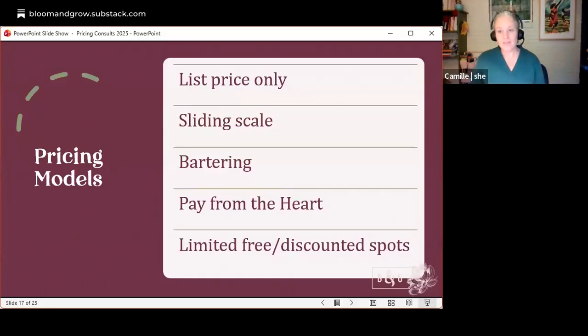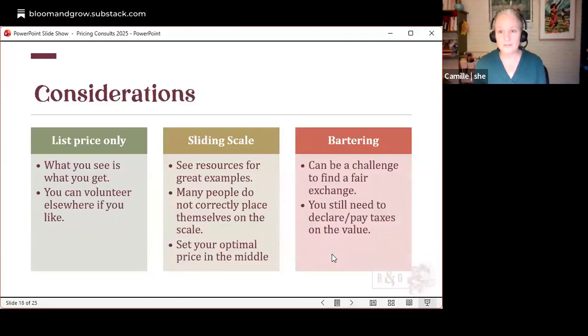Okay, so this is one option. And if this is what works for you and this is what you need to sustain yourself, you are allowed to just have a price. And I'll talk to you about that in a minute. Sliding scale is another option. Bartering. We're going to go through the pros and cons of some of these. Or having a specific number of free or discounted spots to fill, and then having the other spots be full price or regular spots. So let's talk about some of these, and I can share with you my evolution throughout the years. I have tried all of these personally, so I can speak to at least my own experience with them.